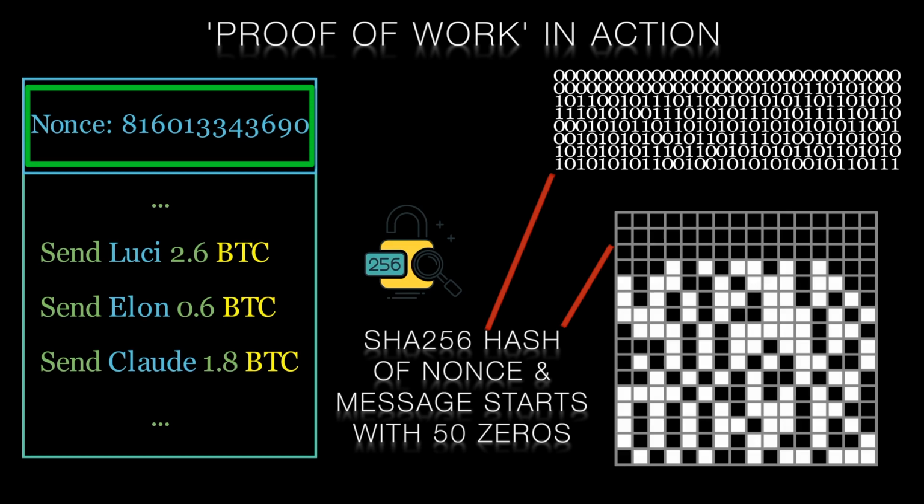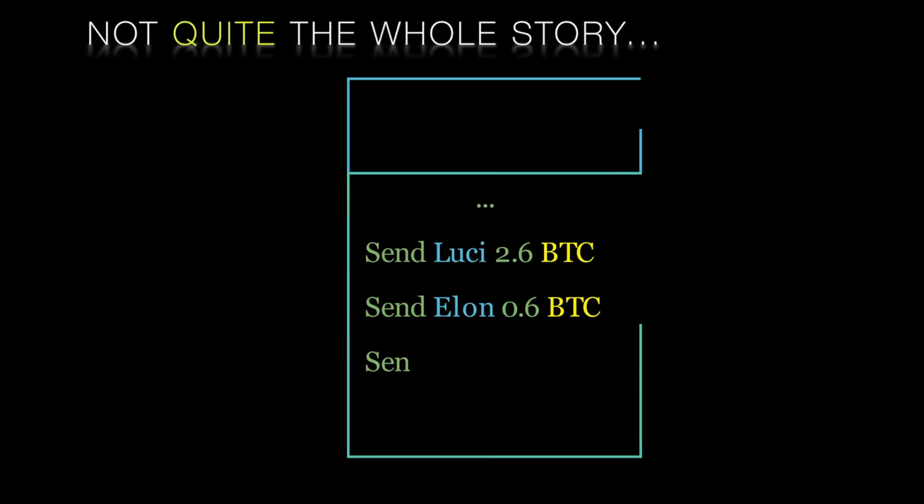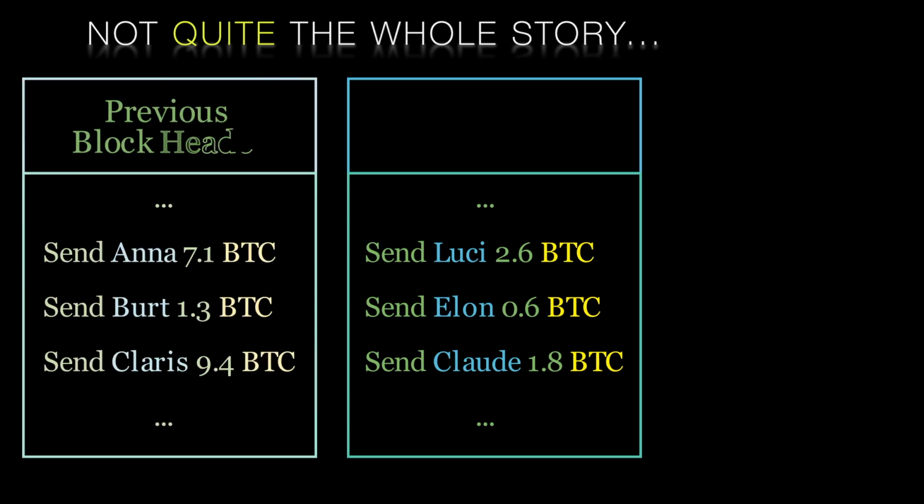It's trivial and instantaneous for nodes to verify that this nonce does indeed produce a hash with at least 50 leading zeros. But wait, I said this puzzle had to be dependent on all the new transactions as well as all of the prior transactions. How do we include all of those? The solution to this is simple and elegant.